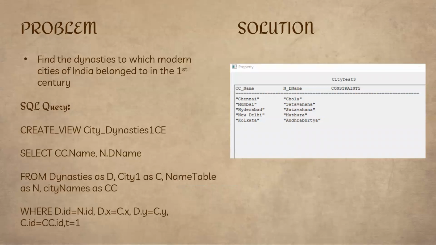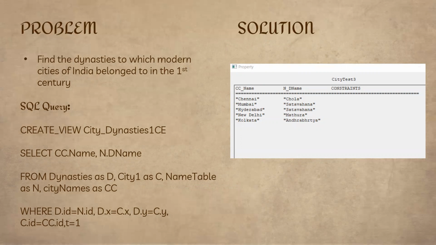So another interesting problem here is to find the dynasties to which modern cities of India belonged in the first century, or any given century for that matter. It's always interesting to know that the modern cities we live in have gone through a lot of rule and change of empires and whatnot.